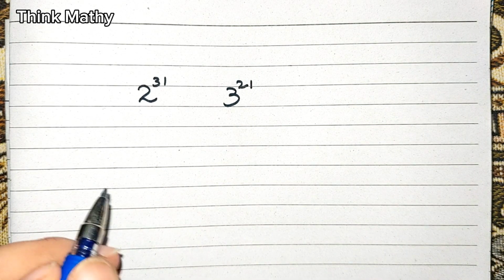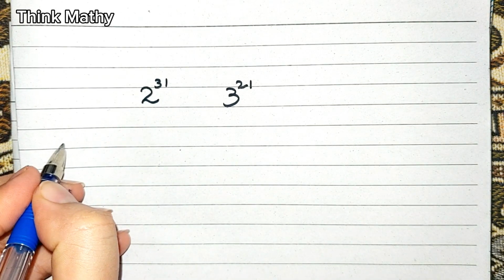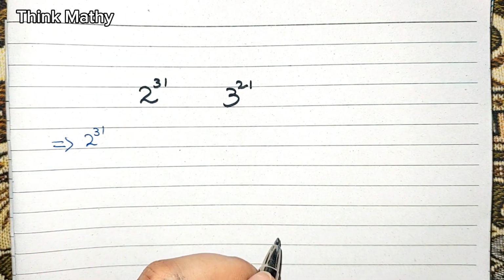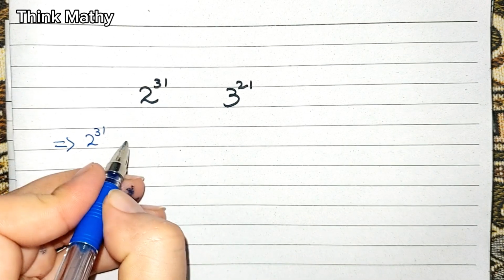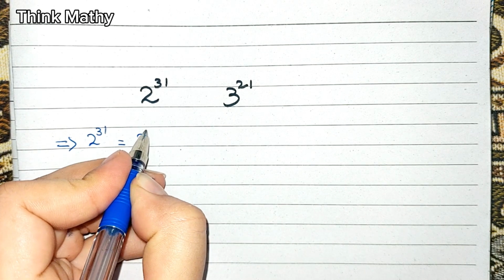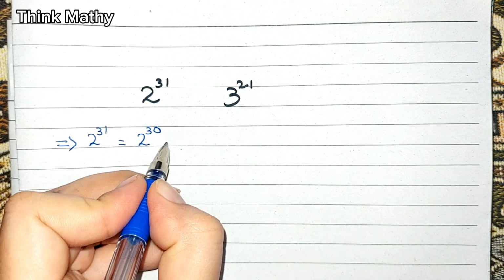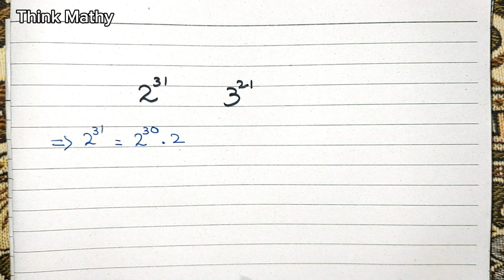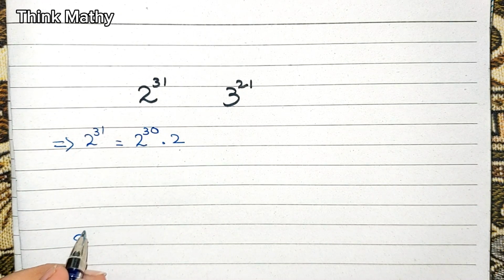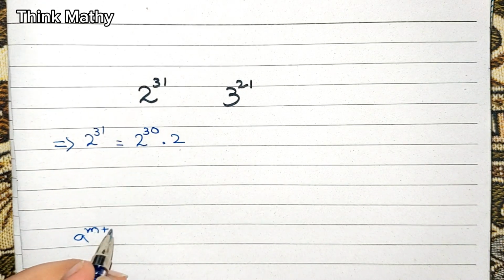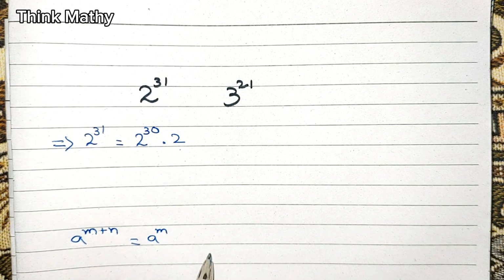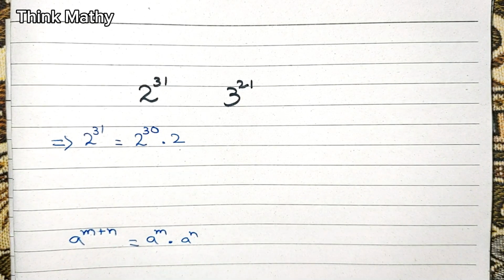So let's write the first value, that is 2 to the power 31. We will split the power into 2 to the power 30 times 2. How have we done that? We have used this law: a to the power m plus n equals a to the power m times a to the power n.